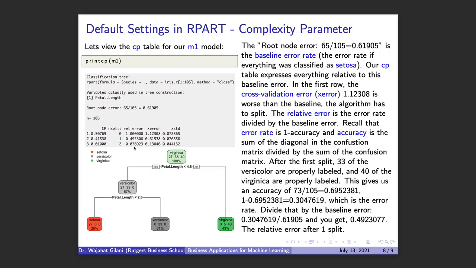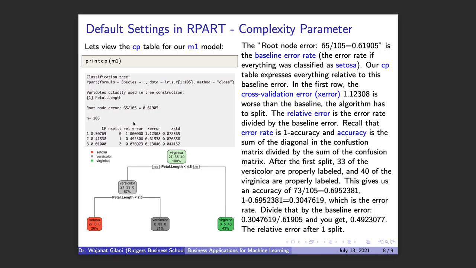After that first split, all right? What happened to the error relative to the base error? Relative to that base error right there, 65 divided by 105, what happened? It dropped down to 0.492308, whatever. Very cool.